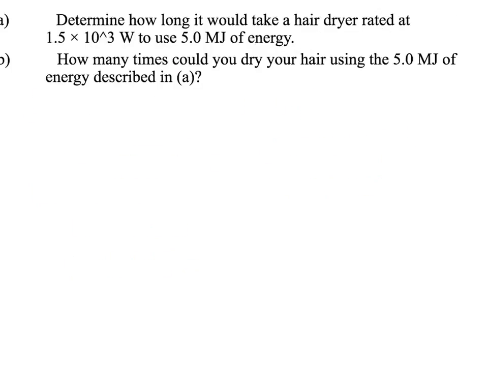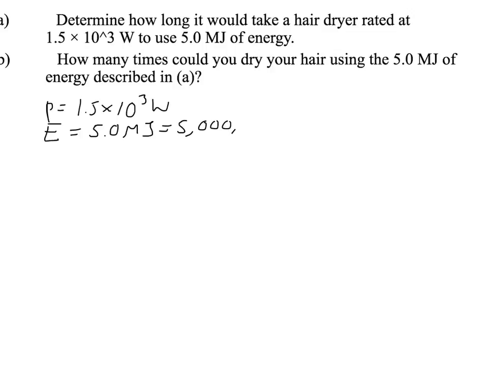Okay, so what do we have? We have power equals 1.5 times 10 to the 3 watts. We have energy equals 5.0 megajoules, which is equal to 5 million joules. And time is our question. And we know our formula, P equals delta E over delta T. We can rearrange.